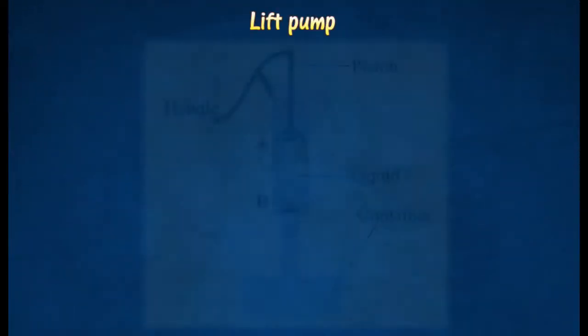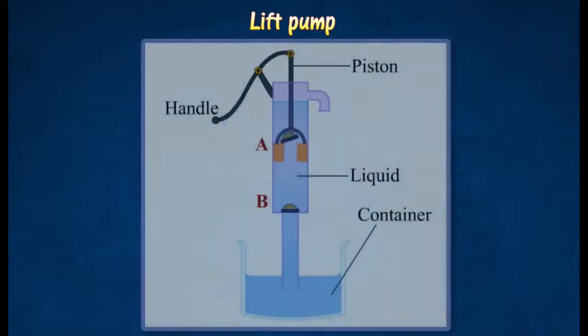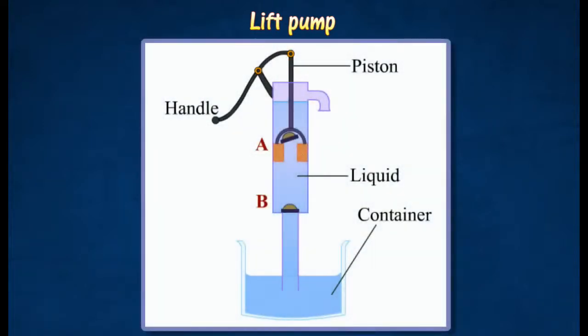The lift pump is usually used to draw out liquids, such as kerosene from a tall tin or a tank. It consists of a barrel which has a tight-fitting piston, with a side tube near the top to act as a spout. There are two valves, A, fixed on the piston, and B, fixed at the bottom of the barrel. Both these valves open upwards.